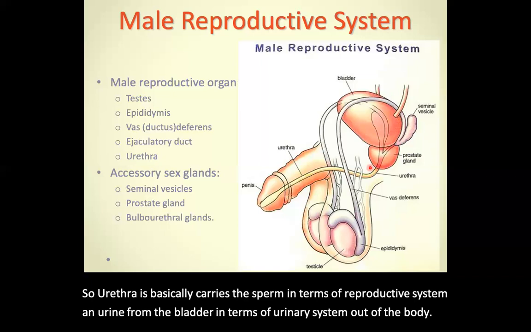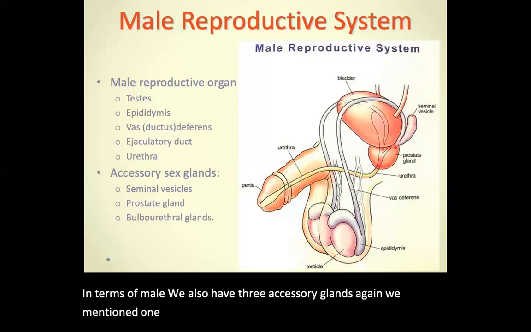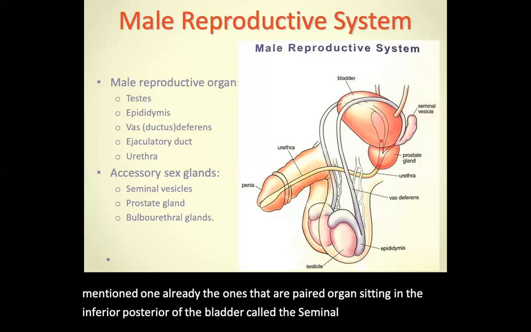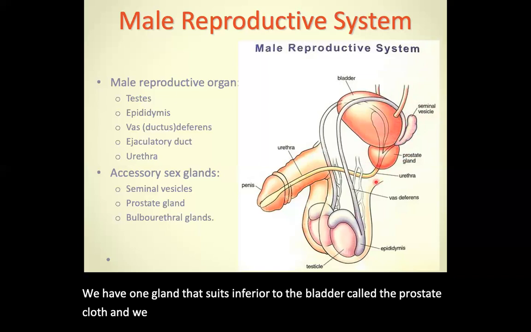In terms of male, we also have three accessory glands. Again, we mentioned one already: the paired organs sitting in the inferior posterior of the bladder called the seminal vesicle. We have one gland that sits inferior to the bladder called the prostate gland, and we have talked about this previously in the urinary system as well.